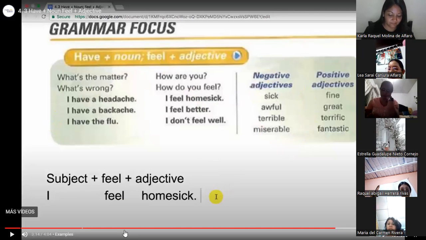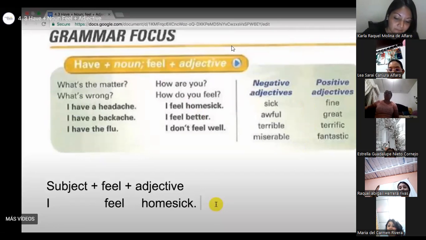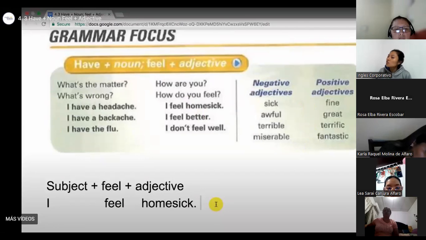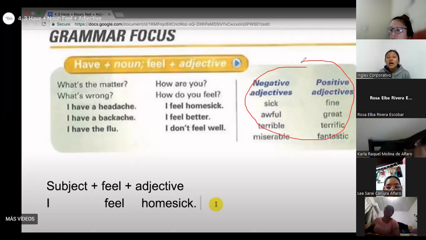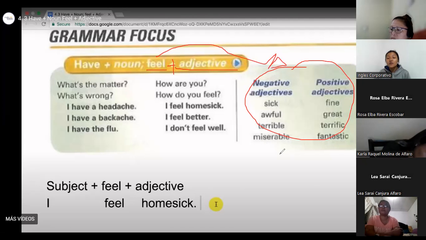All right, guys, something that I want you to be careful, okay, and pay attention to this. Remember that you can only use feel plus an adjective, okay? So you can never, never, never say, I have sick. No, okay? I feel sick. You cannot say, I have terrible. No, I feel terrible, okay? Because as you can see, these ones are adjectives, okay? And as you could notice right here, it says feel plus, and then we have adjective, right? So you can use feel with these adjectives. So pay attention to that little detail, okay?